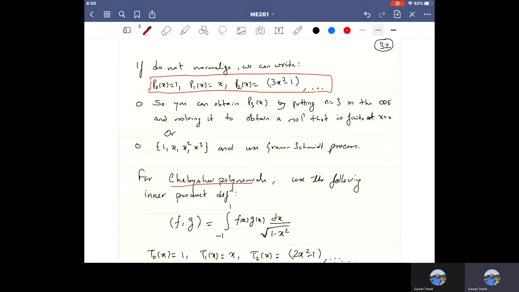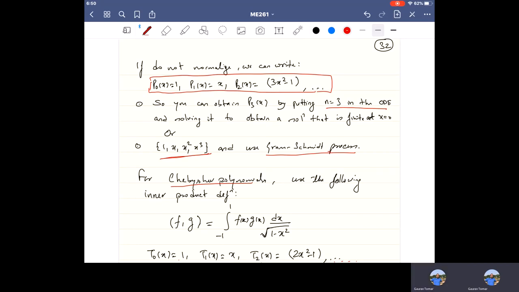So you can solve for P3 by putting n equal to 3 in the ODE. Okay, but there is another way. We know that we can use the Gram-Schmidt process on this set, and using this also we can get P3. So this is an easy way of solving that ODE in a way. This is just because we know that for that particular definition of inner product, you get that kind of orthogonality condition.